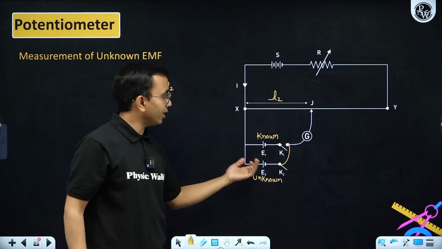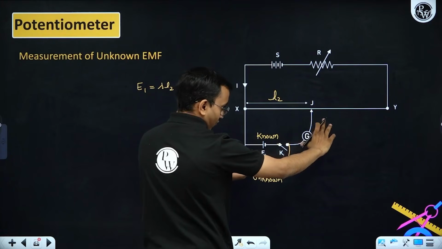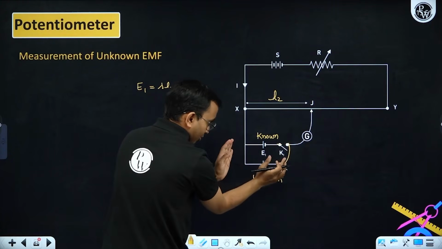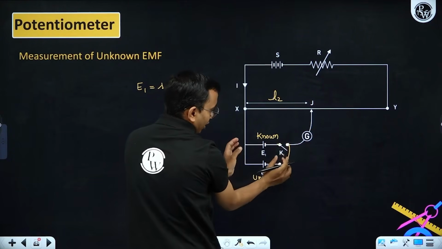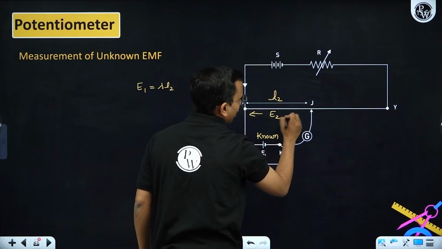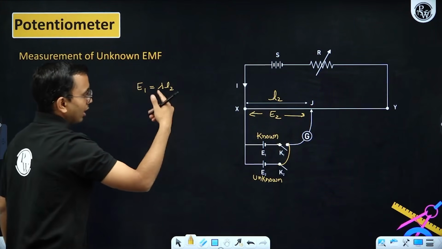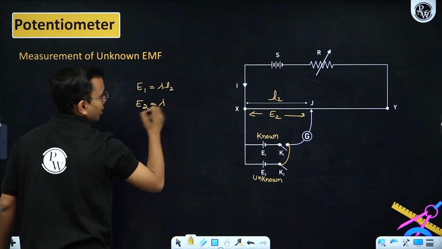Now here I will say again, null point means zero deflection across the galvanometer. That will happen when the potential across that is the same, means zero. This potential has to be equal to this potential. It means here the potential is E2 across this. So E2 is lambda, lambda will remain the same, potential drop per unit length into L2.